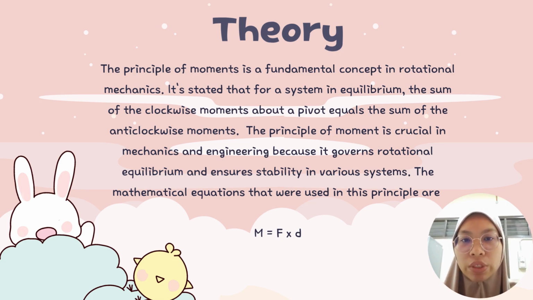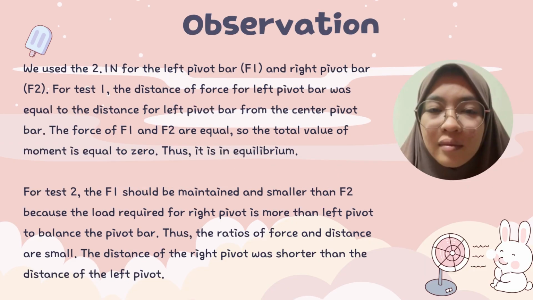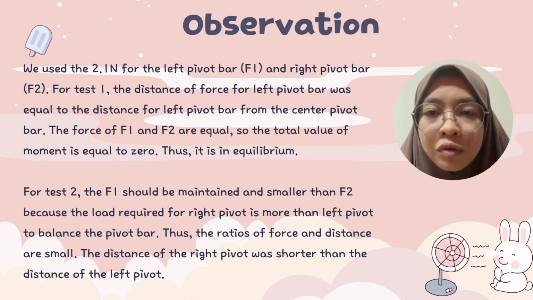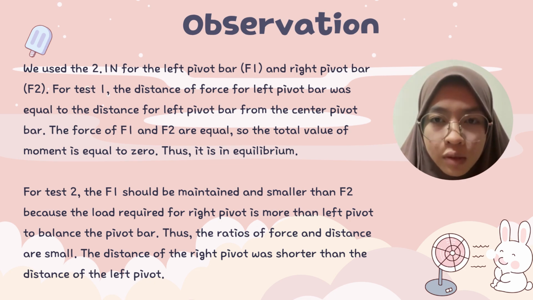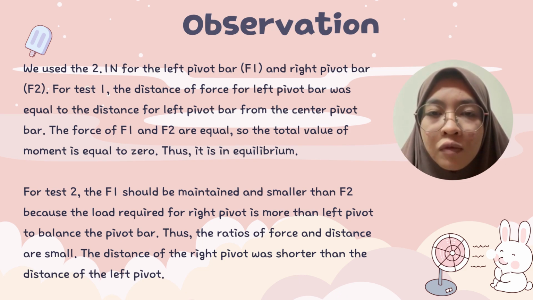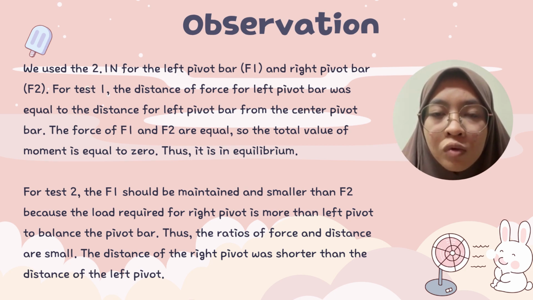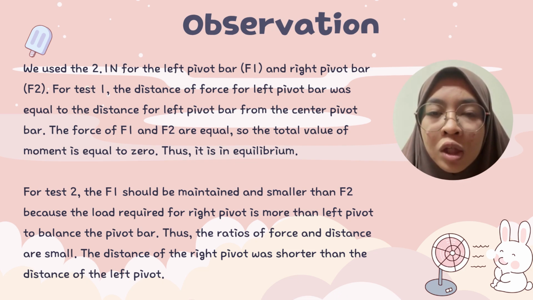The mathematical equation used in this principle is: moment equals force multiplied by distance. We use 2.1 Newton for the left pivot bar F1 and the right pivot bar F2. For test 1, the distance of force for the left pivot bar was equal to the distance for the right pivot bar from the center pivot bar. The forces F1 and F2 are equal, so the total value of moment is equal to 0. Thus, it is in equilibrium.